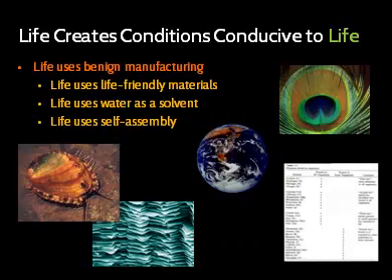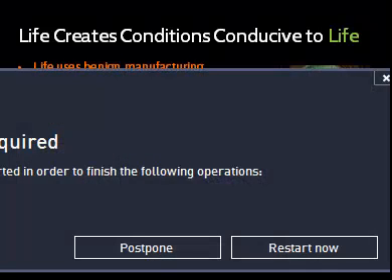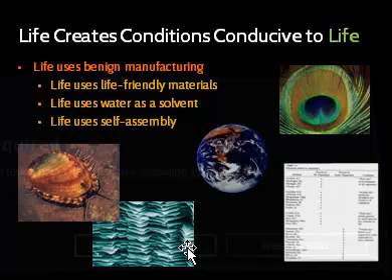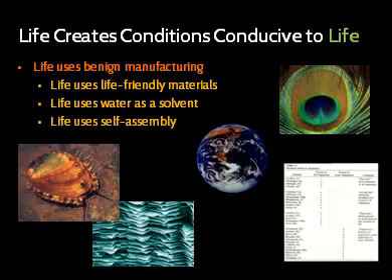Okay, so the third strategy is life uses benign manufacturing. So when nature makes or manufactures things, it's never harmful to the manufacturer or its local environment. The quote we like to use is, birds don't foul their own nest, right? So in the abalone, this is an abalone shell here, it's got an incredibly hard shell, right?